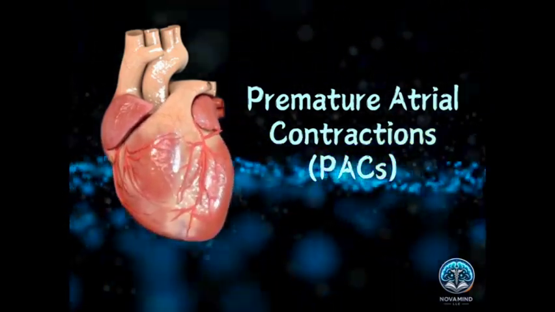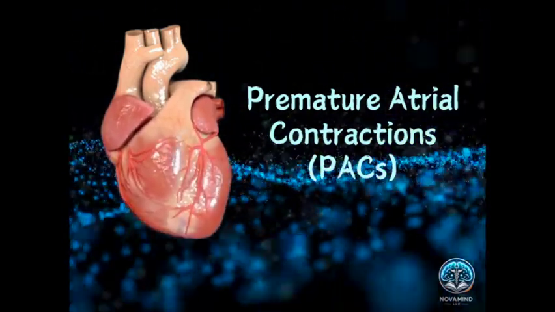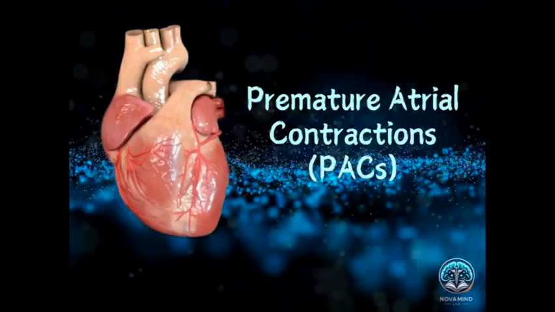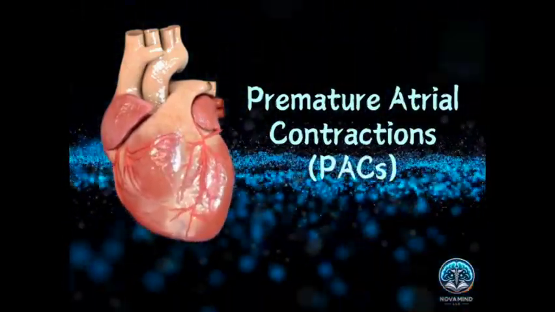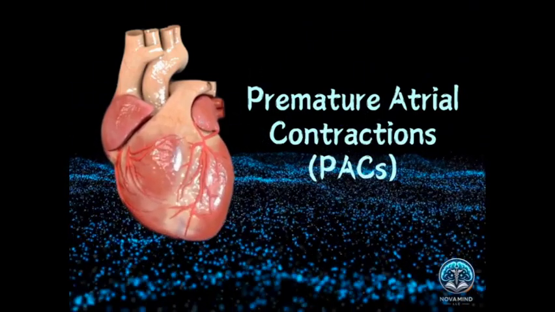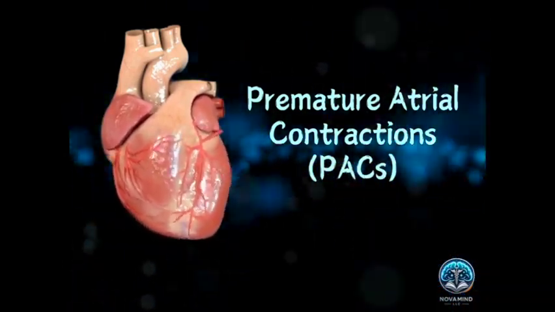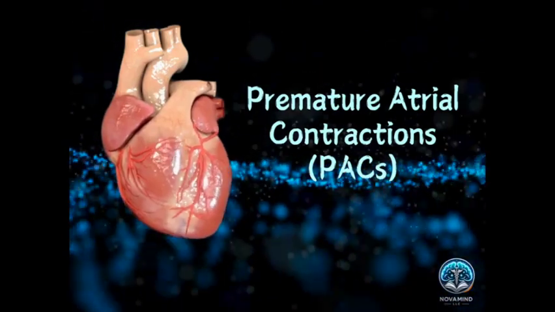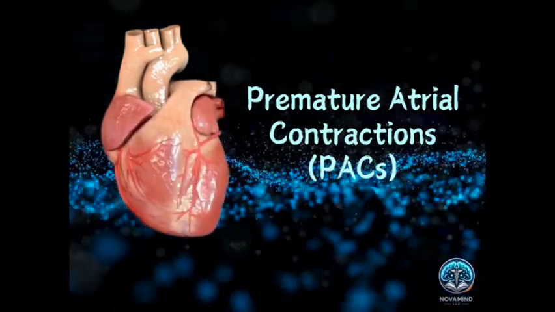Did you know? Just like the ventricles, the atria can also fire off early, causing premature contractions. That's right, premature atrial contractions, or PACs, can occur when the atria decide to jump the gun. Now let's dive deeper and learn more about PACs and how they affect the heart's rhythm.